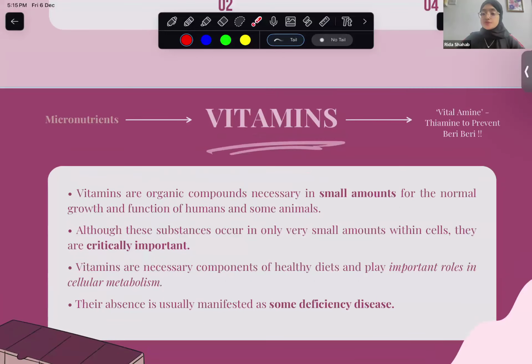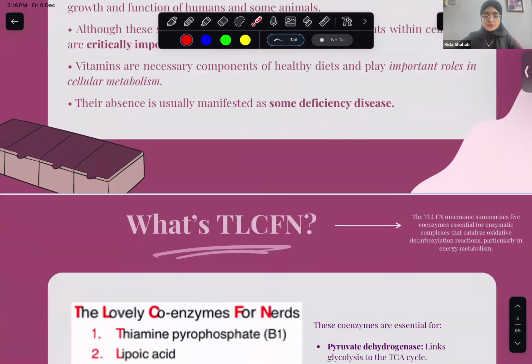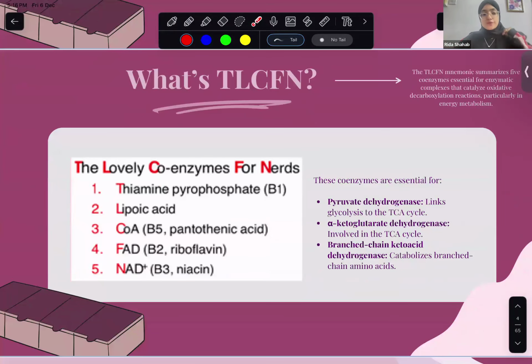Before the term vitamin was given, where did it come from? This is just a fun fact that Dr. Hannah added in her slides, so I'm just going to talk about it. Vital amine was a term that was given to thiamine, which is one of our vitamins that we're going to be discussing, because thiamine was used to prevent beriberi, which is the deficiency that's caused by thiamine. So you take thiamine to prevent beriberi. That's why thiamine was called a vital amine, which is where the term vitamins comes from. So this is just a basic talk about what vitamins are.